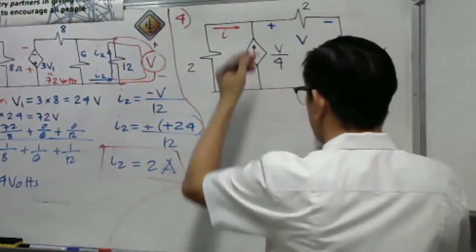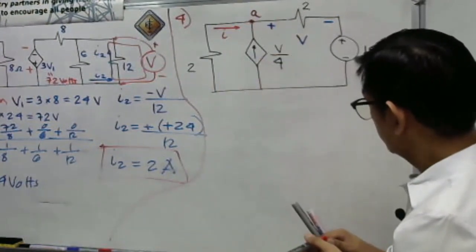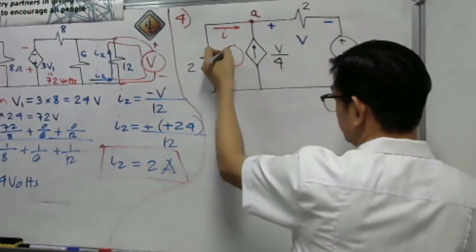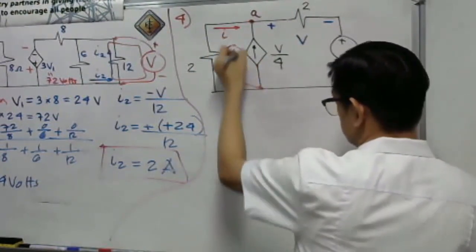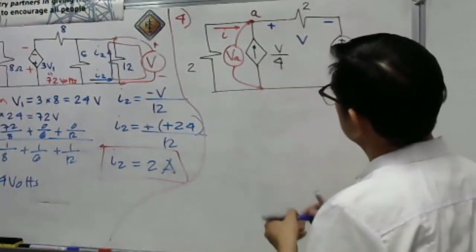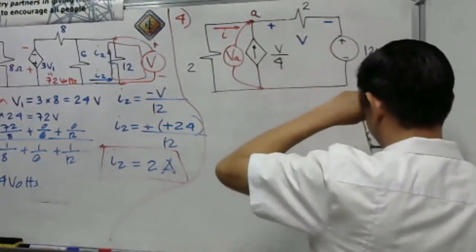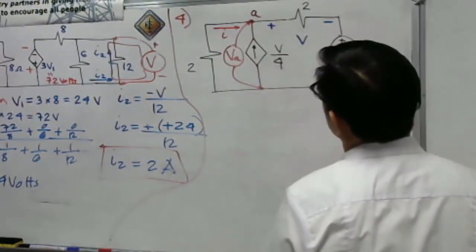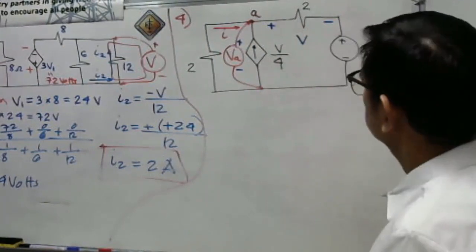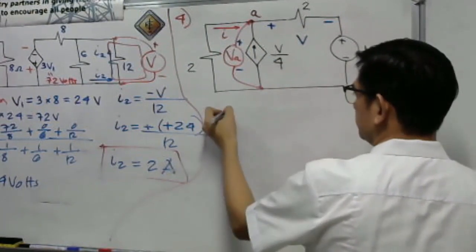We have node A here. We can introduce our Millman's box. Well, take a look here. Voltage. Okay. Positive, this is as negative. Millman's voltage V sub A will be equal to what?